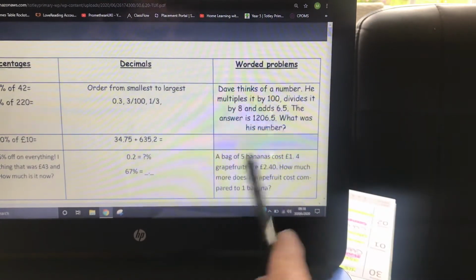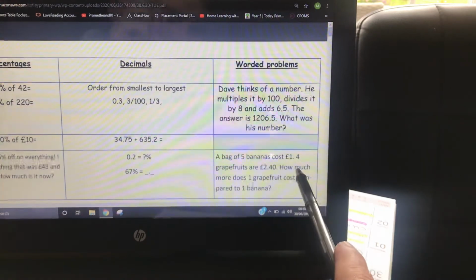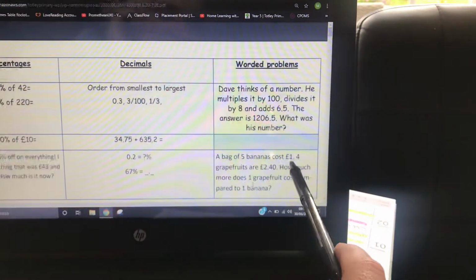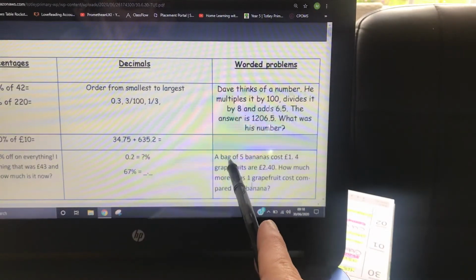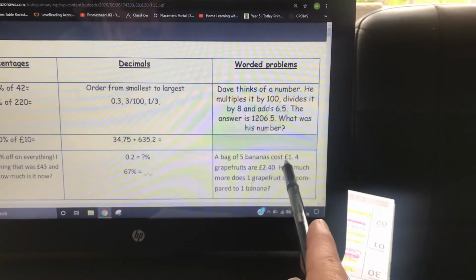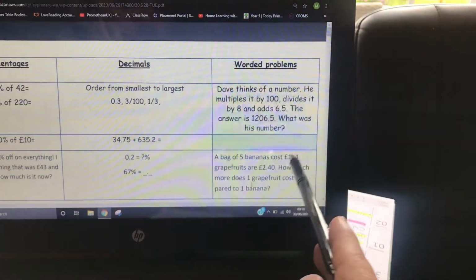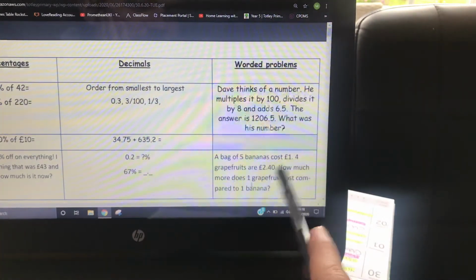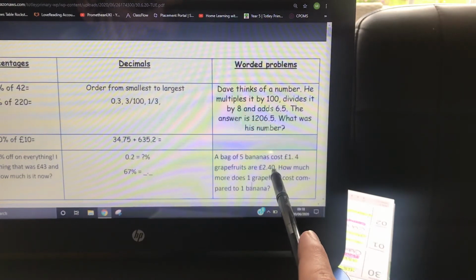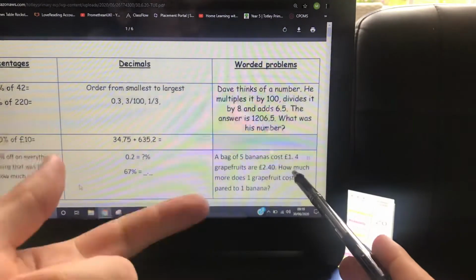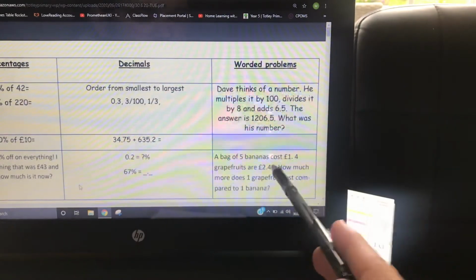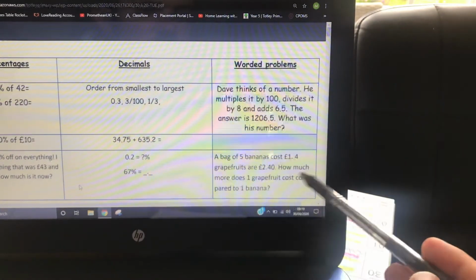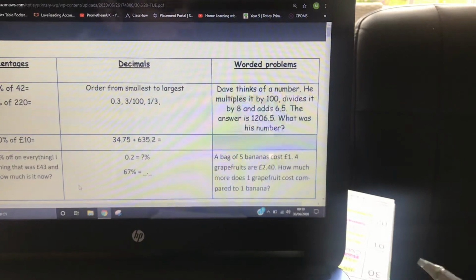So there should be some number patterns screaming at you here, and you shouldn't have had to do any calculating. Doesn't matter if you have, though, as long as you get that 1 banana is 20p, because 20p goes into £1 5 times, and 1 grapefruit is 60p, because 6 times 4 is 24. So 60p, £1.20, £1.80. You go through your 6s, but with your decimals. So how much more does 1 grapefruit cost? Well, it's going to be 40p more, isn't it?